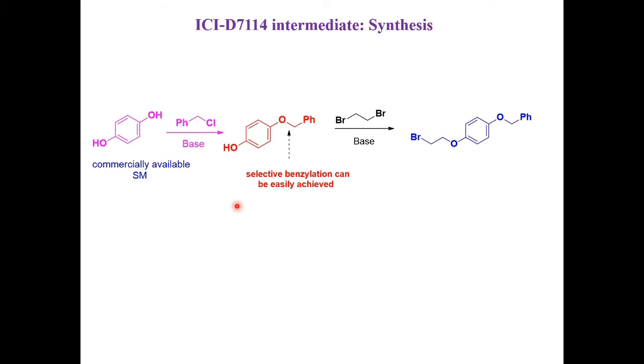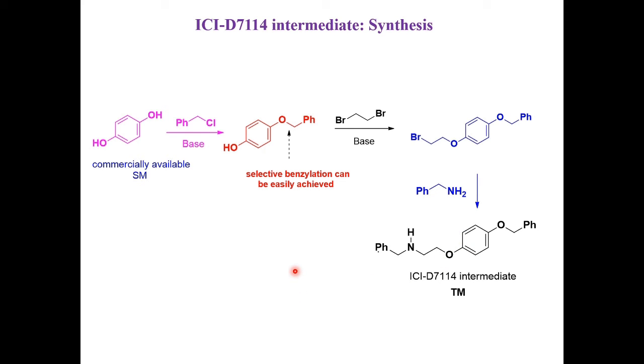Okay, in the next step, when you treat this phenol, means the phenolic OH, with dibromoethane in the presence of base, you will get this bromo derivative. And eventually, when you treat it with benzylamine, you will get your target molecule. Okay, this is all about the retrosynthetic analysis and its synthesis.